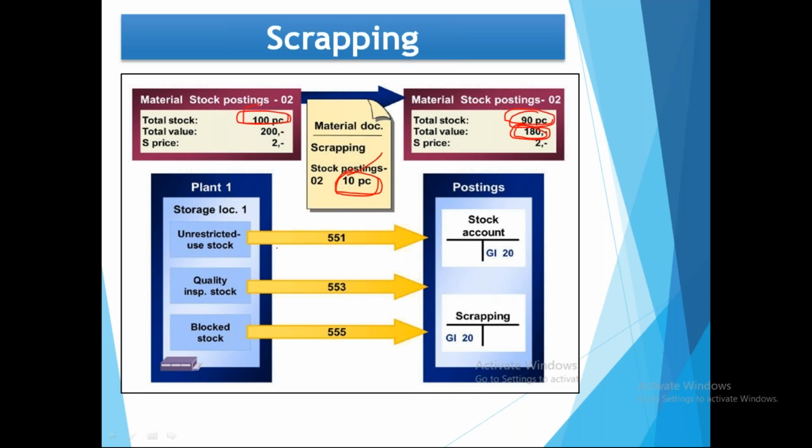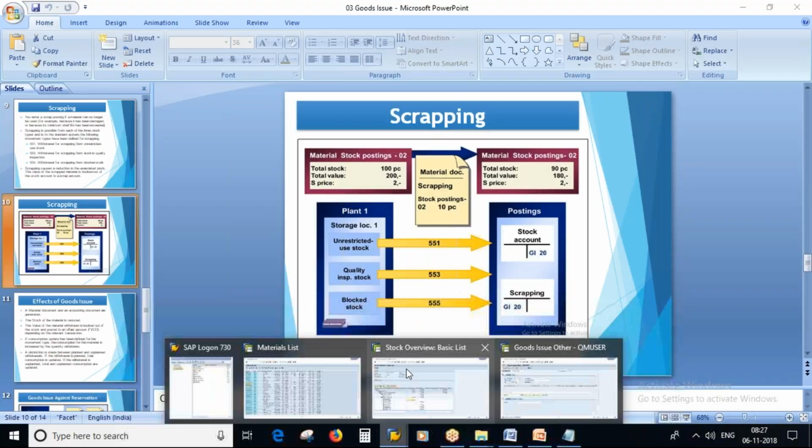So here these are the movement types. If you do the scrapping from the unrestricted use stock, the movement type will be 551. If you do it from quality inspection stock, it is 553. If you do it from blocked stock, it will be 555. So now we will see this in the system. So we will do the scrapping. So if you go here, let me go back.